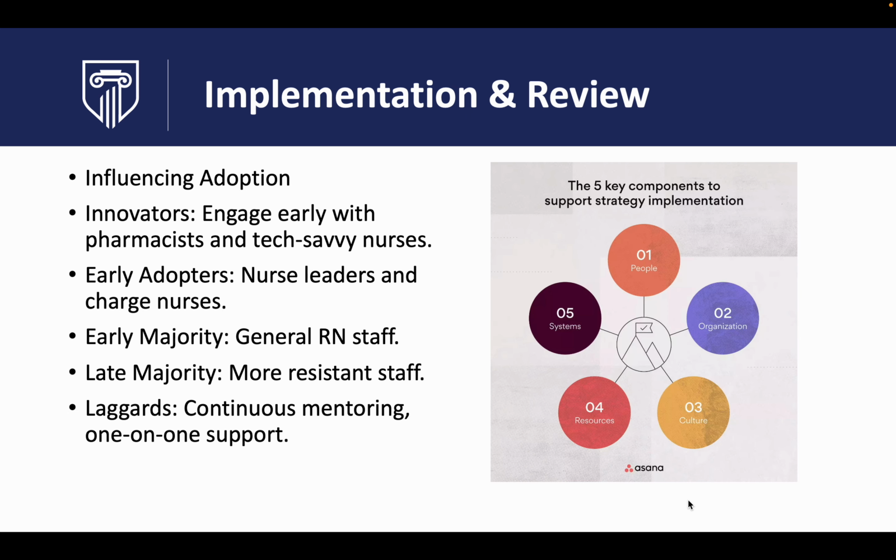Influencing adoption. Our innovators would be pharmacists and tech-savvy nurses, so we engage them early, as they would probably have the highest interest out of anybody. Early adopters are nurse leaders and charge nurses, as they are the leaders and people will follow. Early majority, general RN staff, this just has to be standard. Late majority, more resistant staff, they're probably going to be the hardest to get on board with the new implementation. And for laggards, continuous mentoring and one-on-one support.